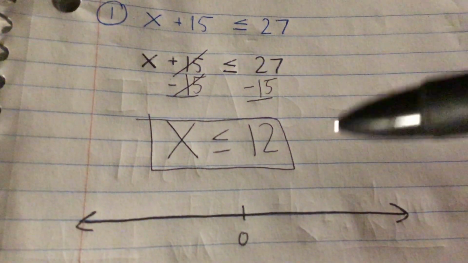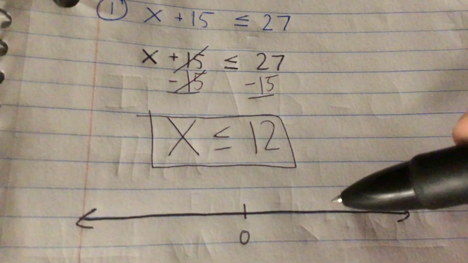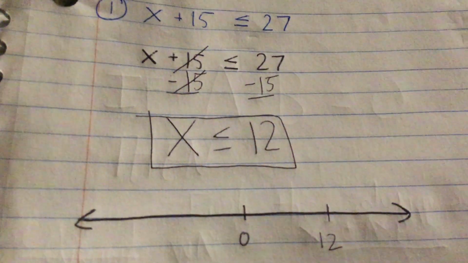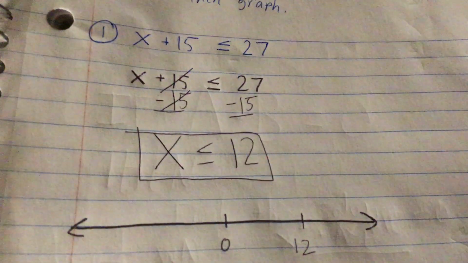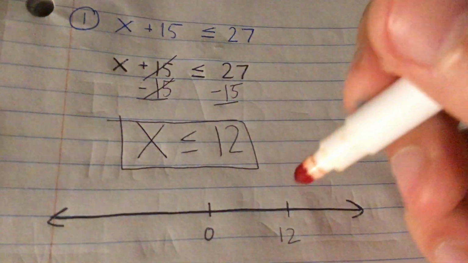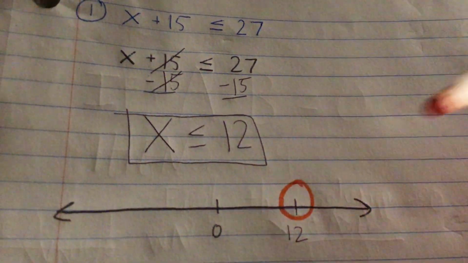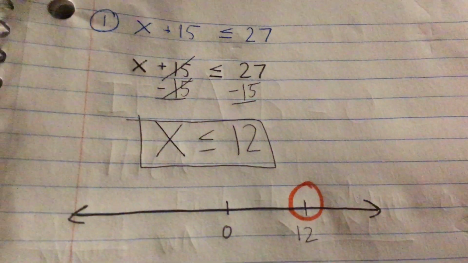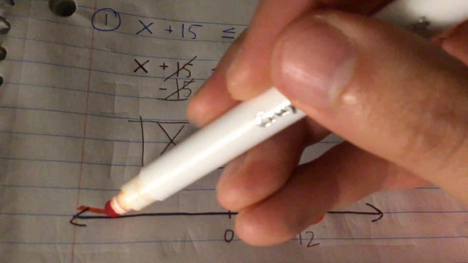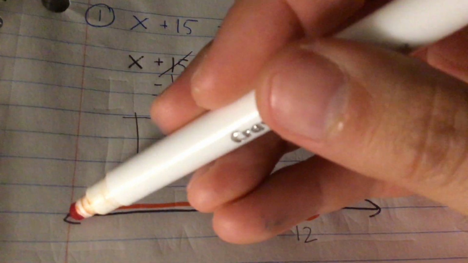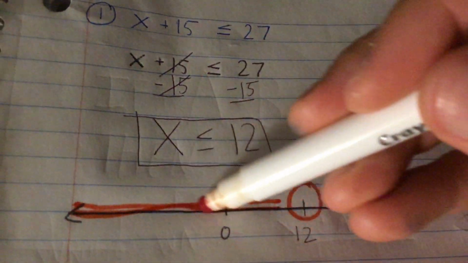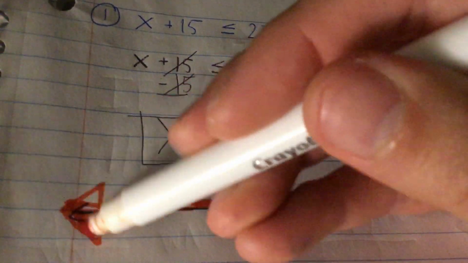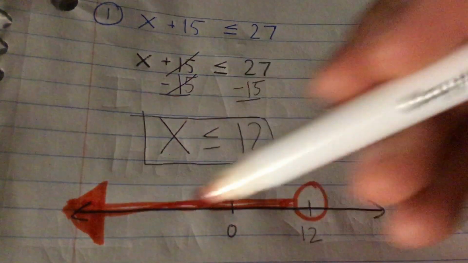In this case, our endpoint is 12. So 12 is to the right of 0 because it's positive. But remember, what is x allowed to be? Any real number that is less than or equal to 12. So 12 is my endpoint. And what numbers are less than 12? To the left or to the right? To the left. So we're going to shade all numbers to the left of 12. And when we reach the end of the number line, we go to infinity and beyond, to negative infinity and beyond, because we're going in the negative direction as well.